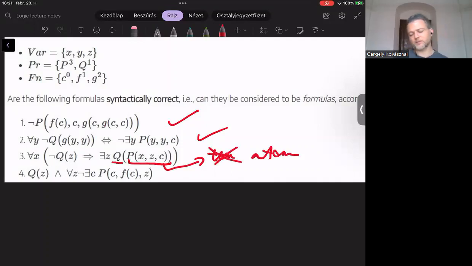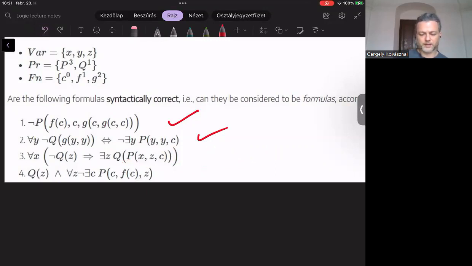And maybe you can remember this. It is always incorrect to pass a predicate as a parameter to another predicate. This never works. Okay, so the third string is not a formula.